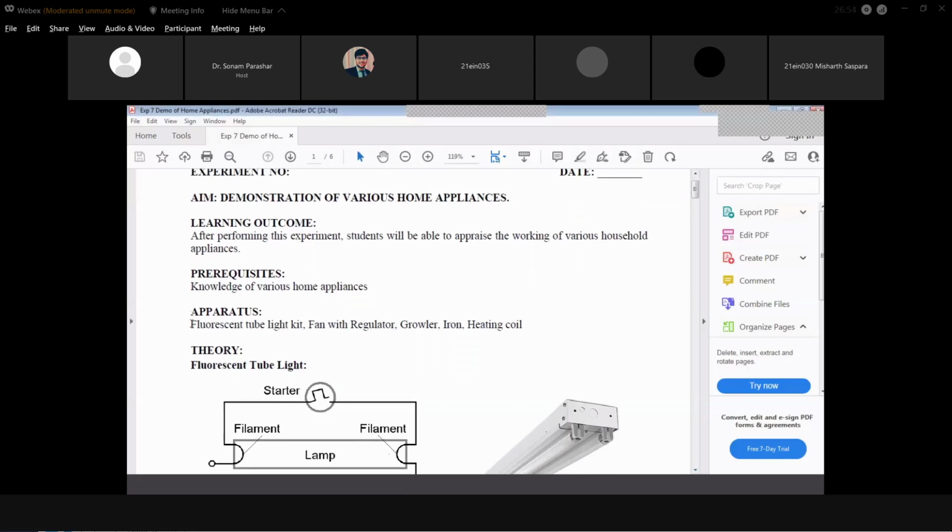So we'll learn about the fluorescent tube light kit, fan with regulator, growler, iron, heating coil, right? The tube light we use daily for illumination. The fan we use daily, we have ceiling fans in our home. Then we have the electric iron to iron our clothes. Then this heating coil means we will learn here about the induction cooktop that we use for cooking. Nowadays it's very popular, a modern style of cooking and modern equipment. And the growler, we'll see why we use it. It is not a popular home appliance, it is a testing equipment, right? So we will study this also.